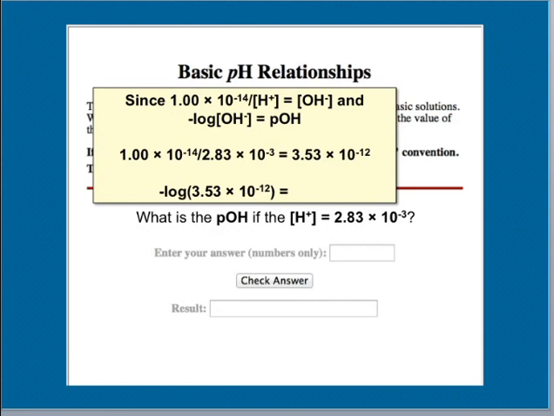How do we get pOH? Just like pH. Type it in, hit log, change the sign. It's 11.46.